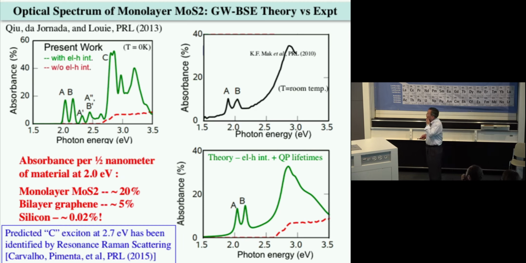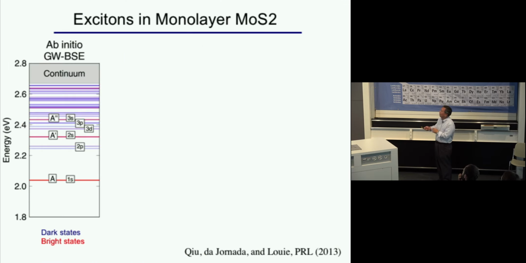One thing I would like to point out a bit more is that the absorbance of this material is really quite strong. A monolayer is only about 0.5 nanometer, but it could absorb in this frequency range about 20% or more of the light, just for a single atomic layer. And you could compare that to bilayer graphene, the absorbance would be around 5%, and for silicon with the same thickness, it would be around 0.02%. And even our predicted C excitons had recently been observed in resonant Raman scattering measurements.